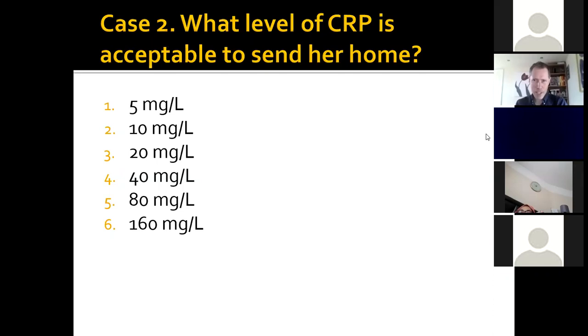You can see the majority voted for 20, some as high as 80, and 40 was quite popular as well. So we're going to explore the answer to this question over the next few slides.